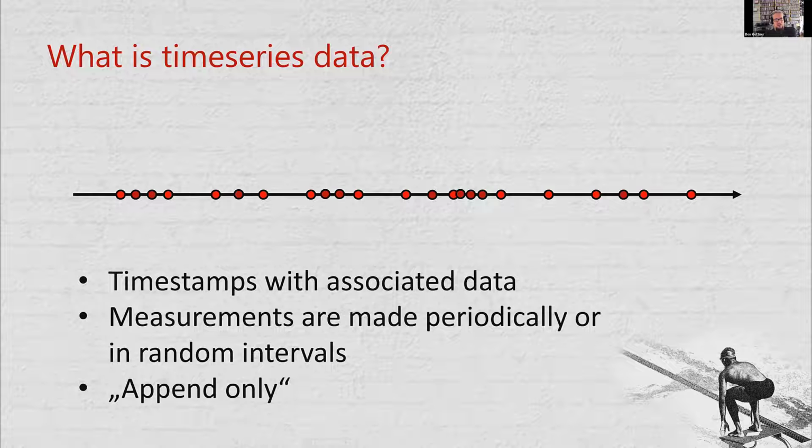So what is time series data? It's very simple. It's timestamps that are associated with data. So we have data that is attached to a timestamp. Measurements can be made periodically, as we've seen in the beginning, or in random intervals. And also what I think is important, time series data is append only, as we cannot travel back in time.